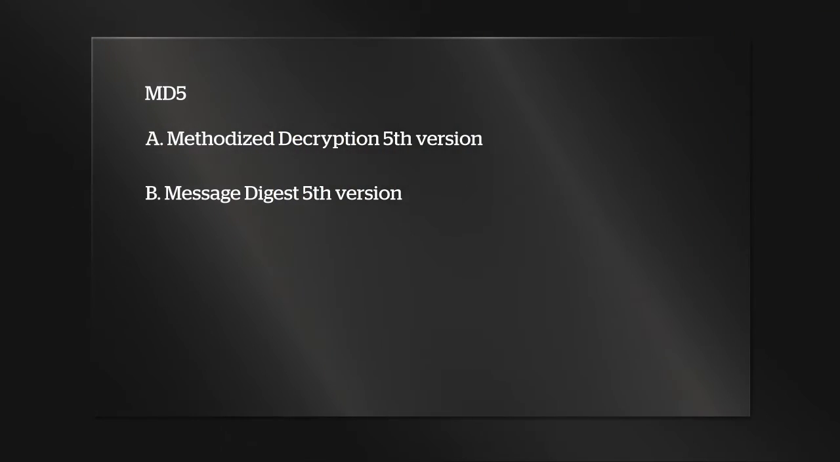I'll give you the second one, MD5, is either A, methodized decryption, 5th version, or B, message digest, 5th version. What do you think, Joe? I don't know. I got the first one wrong. I'm going to keep quiet on this one. Okay. All right. Well, I happen to know that MD5 isn't used for decryption. It's used for creating basically a signature. It's taking a bunch of data and digesting it down to, I think it's a 64? But I guess it's a 128. 128, yeah. Bit sequence at this point.